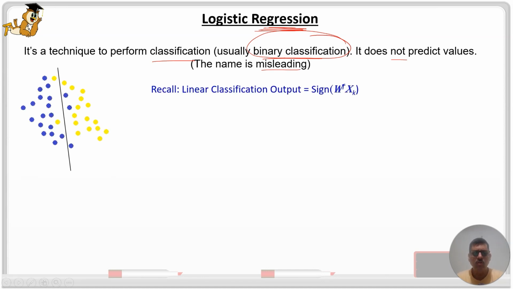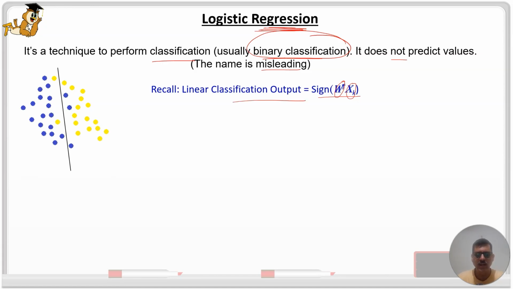Now I want to go back to what we talked about when we were discussing the binary linear classification, and we said that the output of a binary linear classifier is given as sign of W transpose xk, where xk is the vector of inputs and W is the vector of your optimized weights, right? And depending upon whether the output is plus or minus, you classify that input into one of those two categories. So that is how linear classification works.